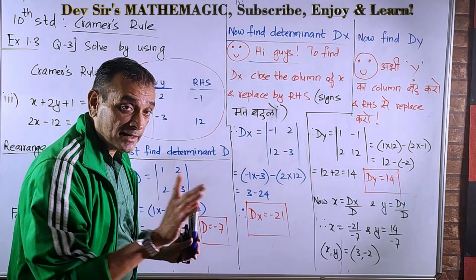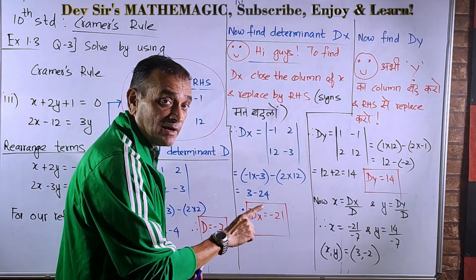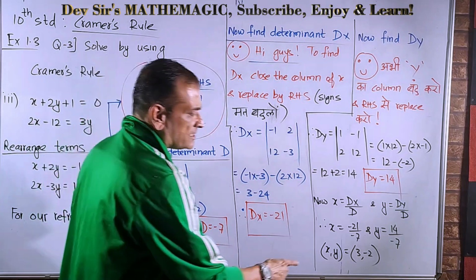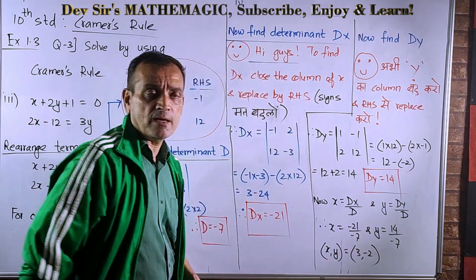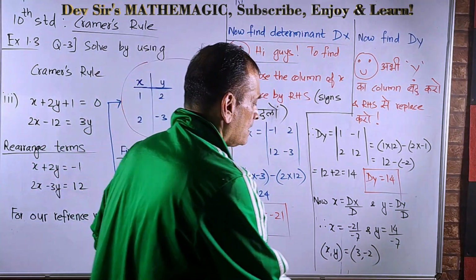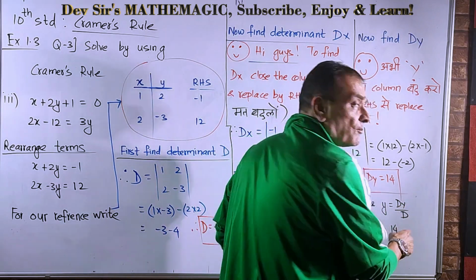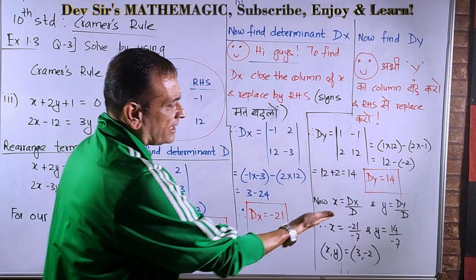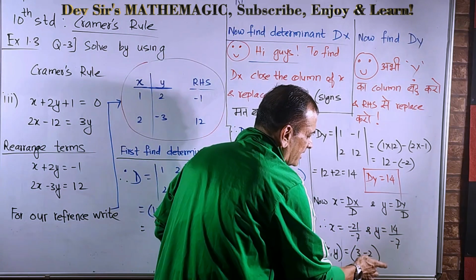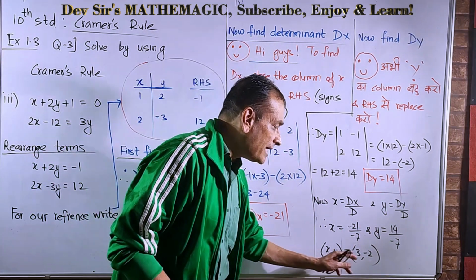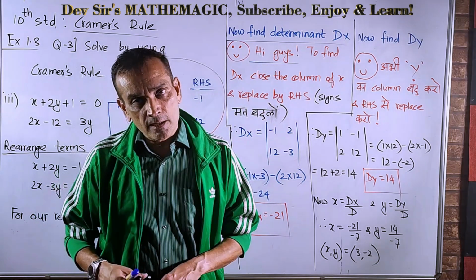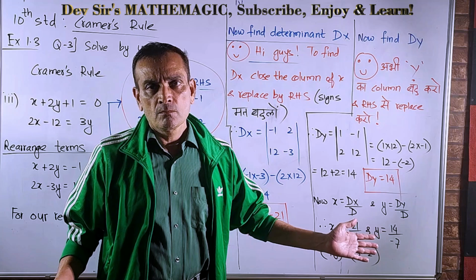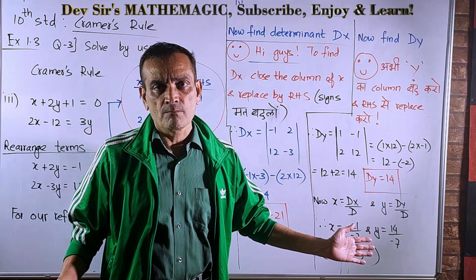x is equal to dx upon d. dx की value mark करके, mark that value. dx is minus 21, d is minus 7. So minus 21 upon minus 7 gives you 3. Minus upon minus is plus. y is equal to dy upon d. dy की वैल्यू क्या है? मार्क की है 14 upon minus 7, that is minus 2. So 3 and minus 2 is our answer. Clear? Simple. ये गेम है Cramer's rule. This is called as Cramer's rule game.